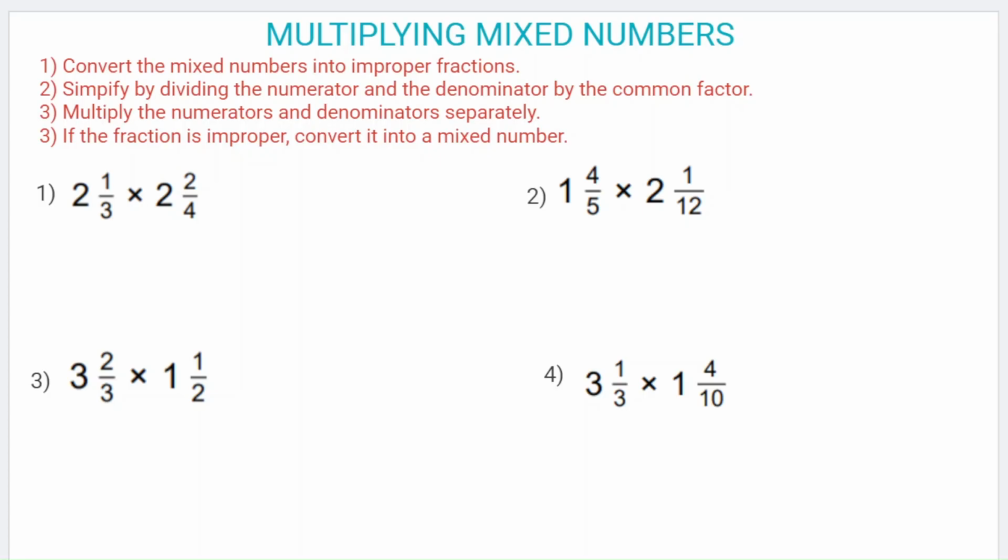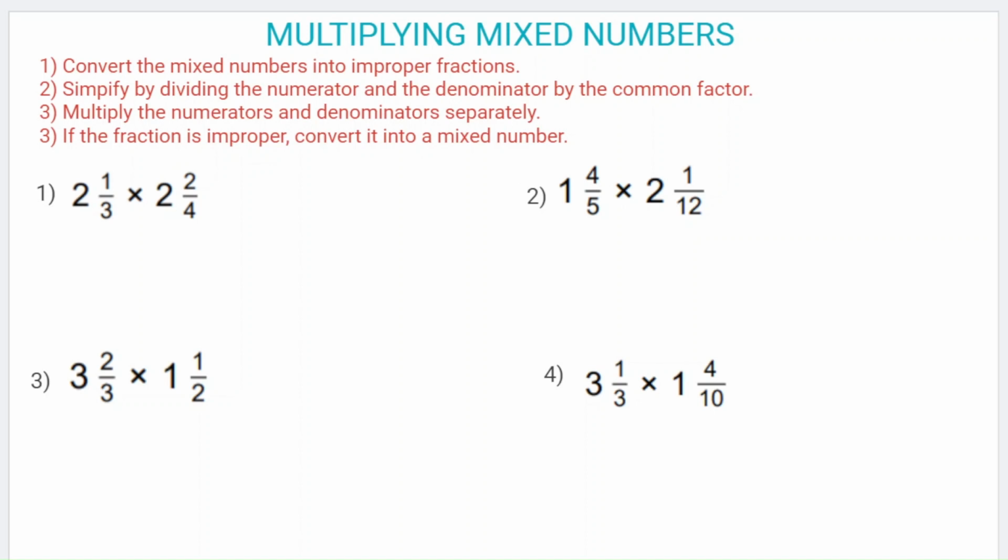Hello everyone. Let's understand how to multiply mixed numbers. A mixed number is a combination of a whole number and a proper fraction. In order to multiply mixed numbers, we first need to convert mixed numbers to an improper fraction.